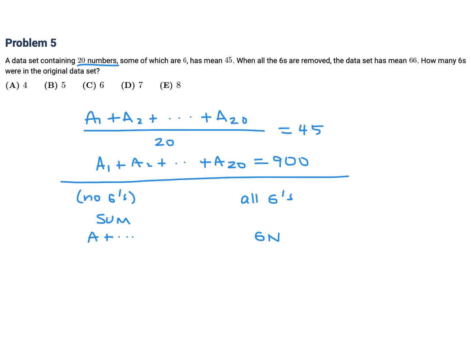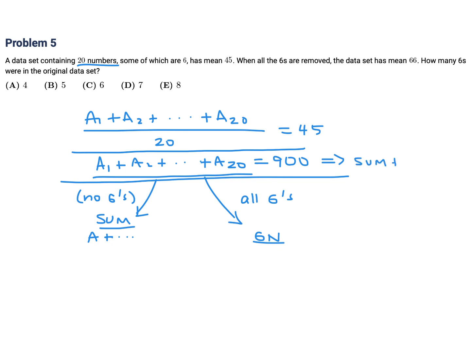Okay, so then the total sum, if you go back here, would basically just be this guy and this guy. I just broke that up into two parts. So I'll just call it sum plus 6n, and as before, this total is 900.